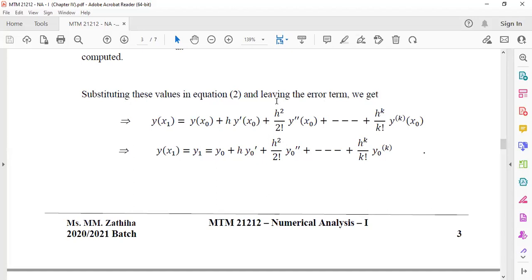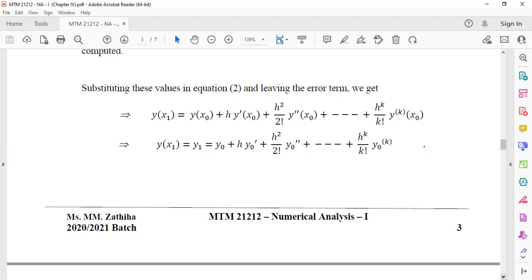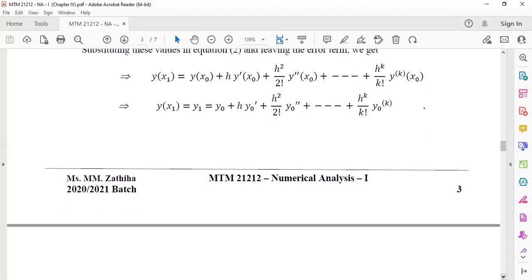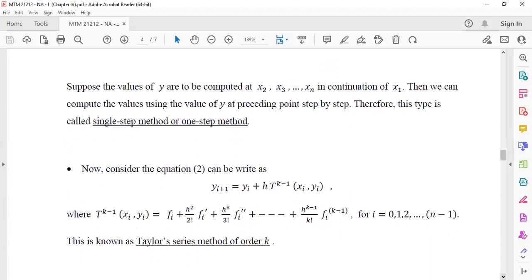In this equation, we are omitting the error term. For the approximation, we are just avoiding the error term and we are getting this one. Also, I have explained the meaning of a single step method or one step method: if you want to compute y at x2, x3 up to xn, it is a continuation from x1. So at each step we are proceeding, which we call a single step or one step method.